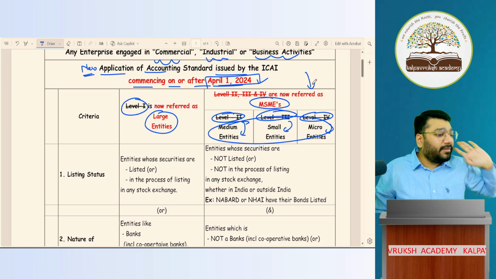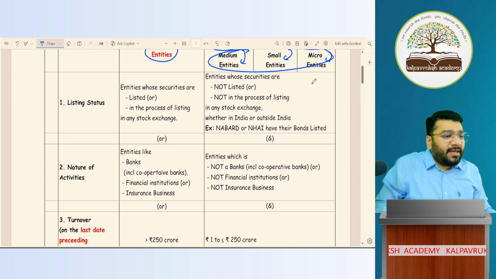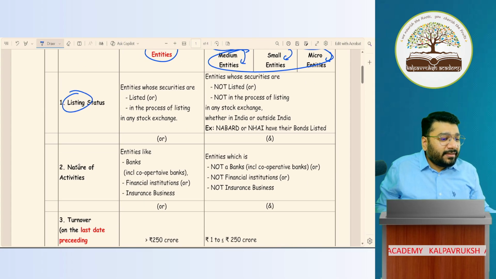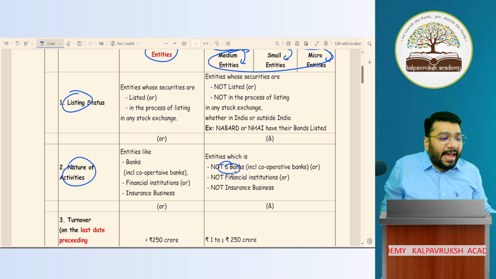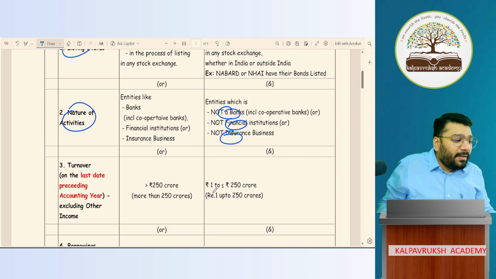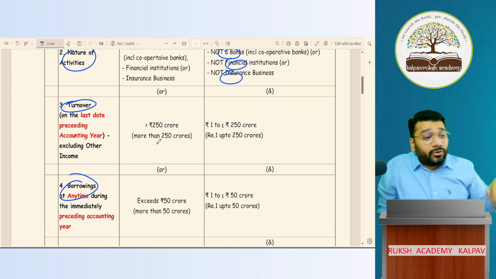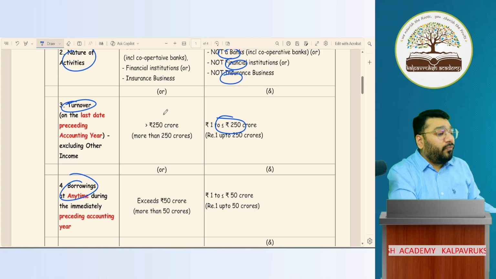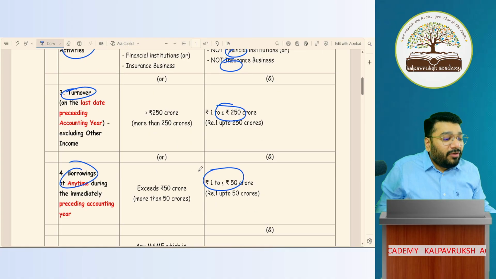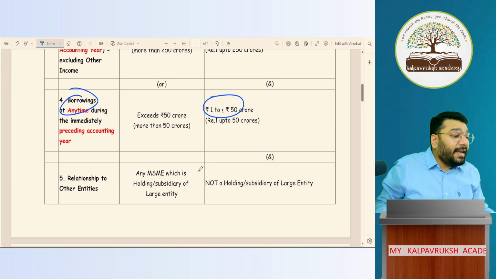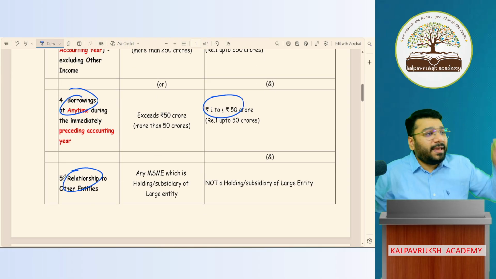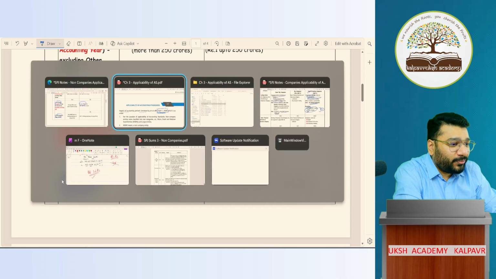Easier. You come back here, same drama. Listing status, nature of activity should not be bank, FIs, insurance company, same turnover criteria, same borrowing criteria. Turnover criteria also same, 1 rupee to 250 crore, borrowing also same, 1 to 50 crore. Like that, relationship based holding subsidiary, same point. You want to see what was there earlier? I'll show.